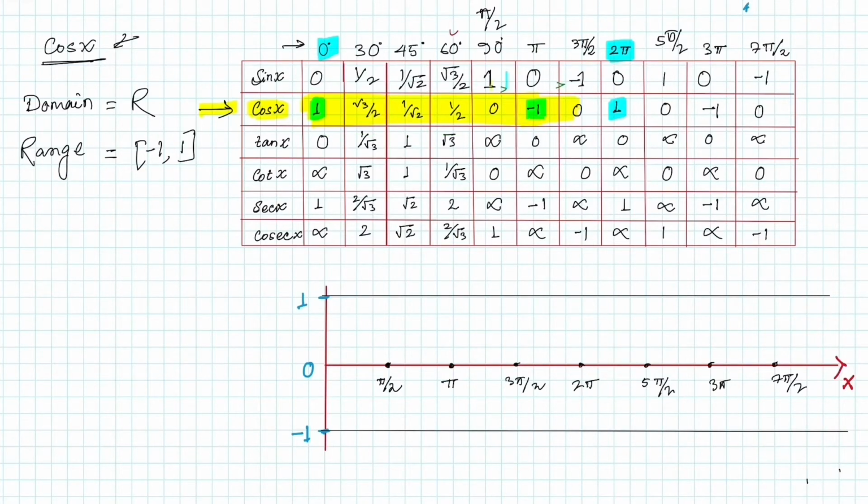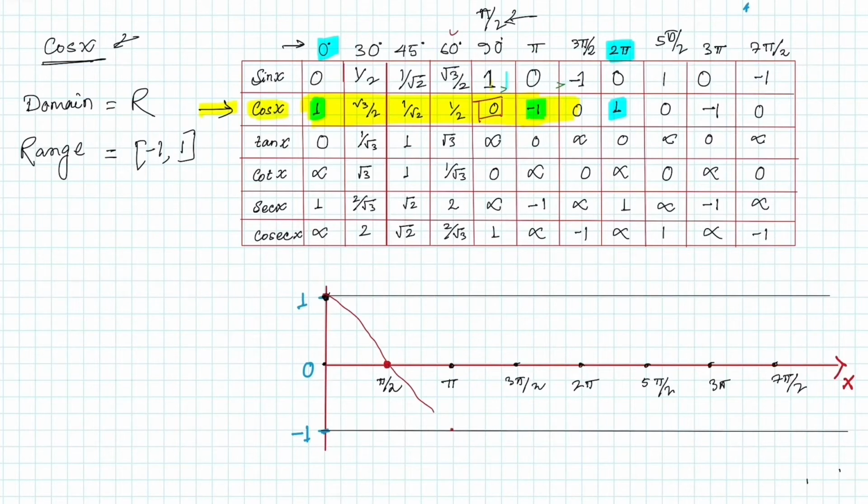Now let us draw the graph taking these values of cos x. Cos 0 degree is 1, so at x equal to 0, cos x is 1. So the first point is here. Then at pi by 2, the value of cos x is 0. So that's why here it is 0, and the graph should be like this.